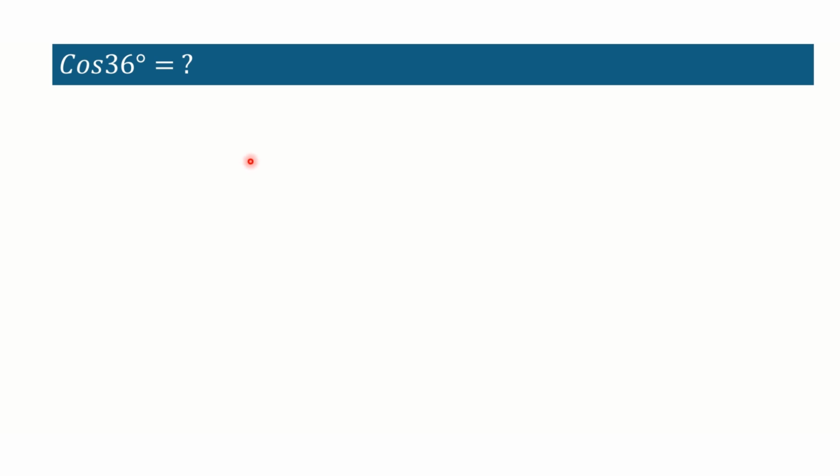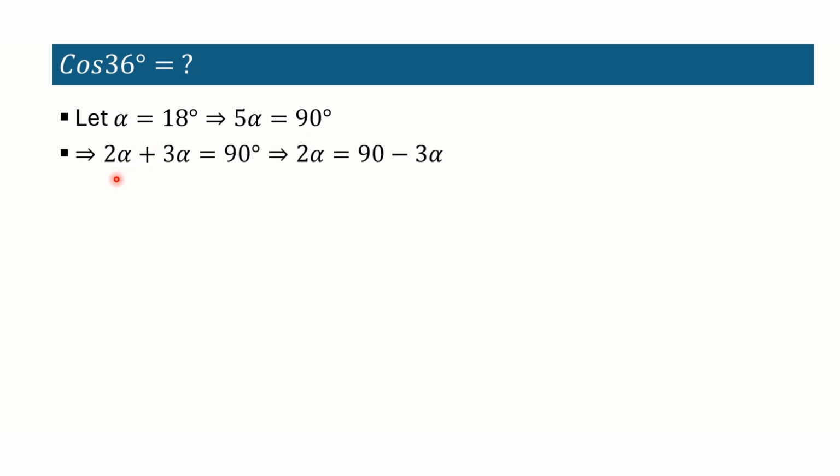In this video, I will discuss how you can find the value of cos 36 degree. So let us say alpha equals 18 degree. This means 5 alpha is equal to 5 times 18 degree, that is 90 degree. So now I have 5 alpha equals 90 degree.